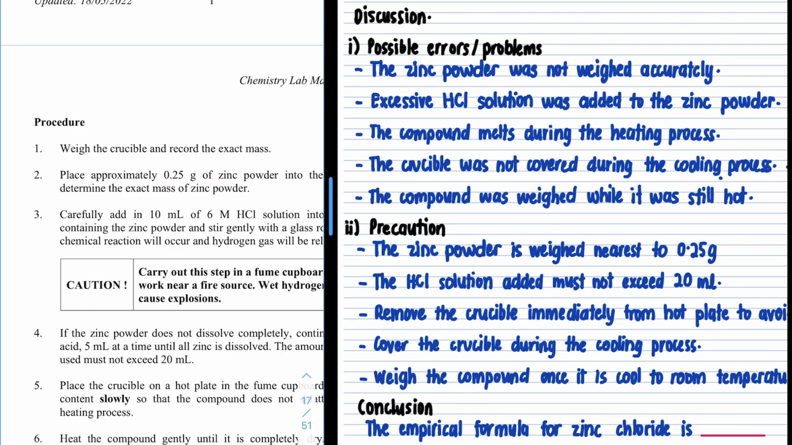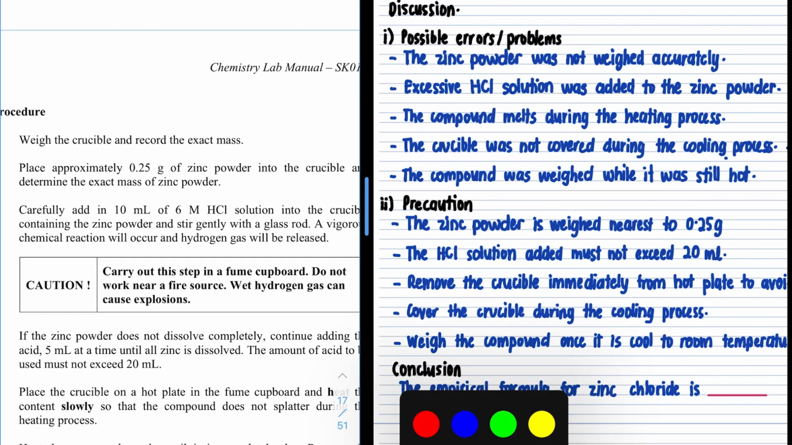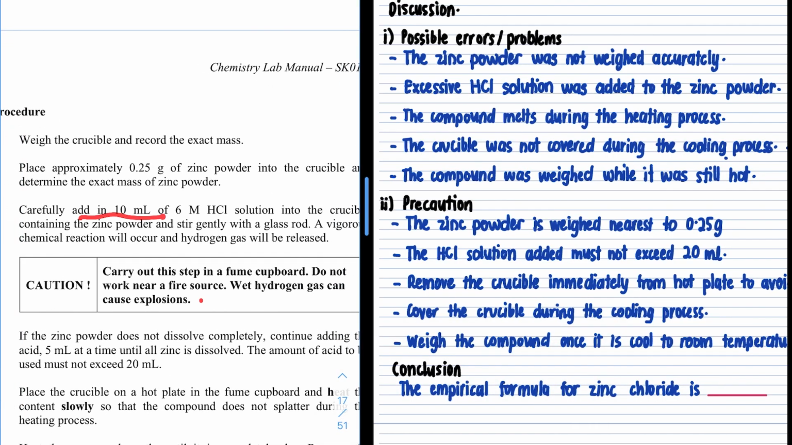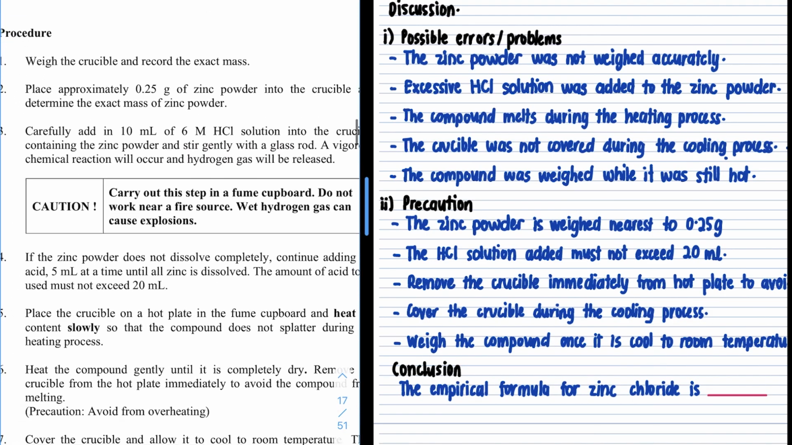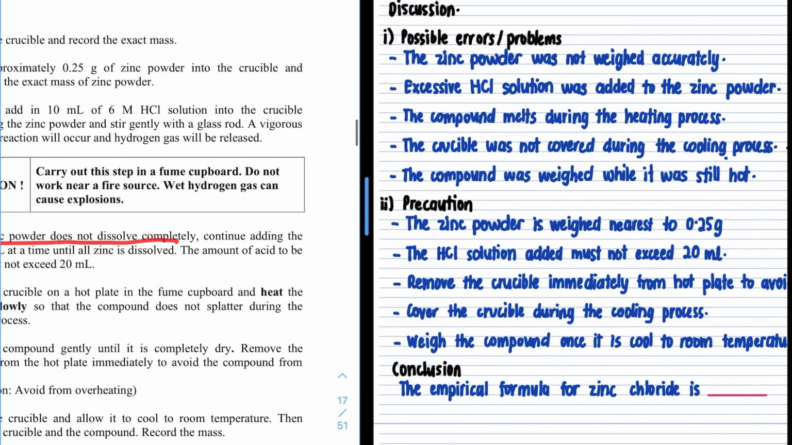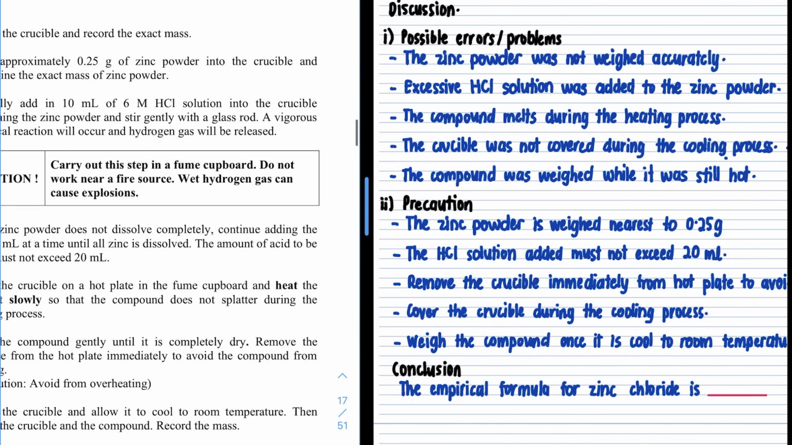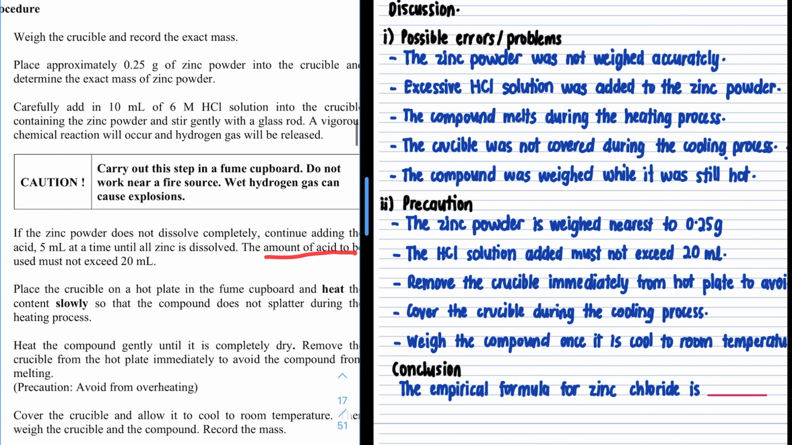Okay, so next it mentioned here to carefully add 10 ml of 6 molar HCl and then stir it gently with a glass rod. And then for number 4 here, if the zinc powder does not dissolve completely, continue adding the acid 5 ml at a time. But remember that the amount of acid to be used must not exceed 20 ml. So this is one of the problems that you may encounter.